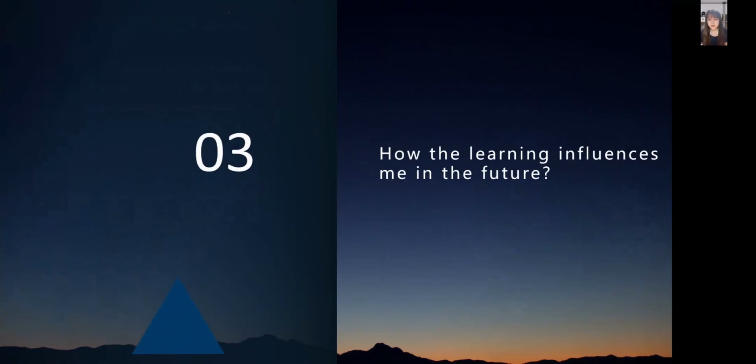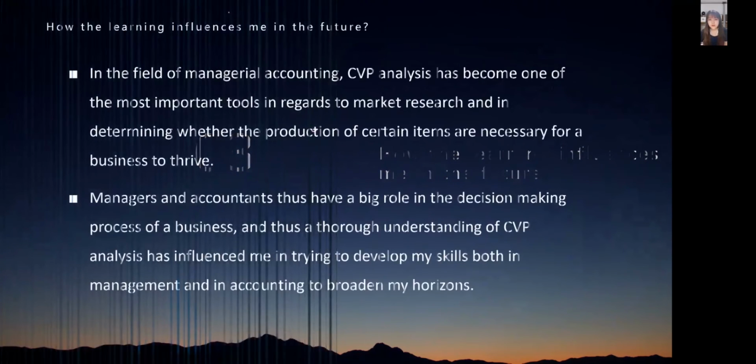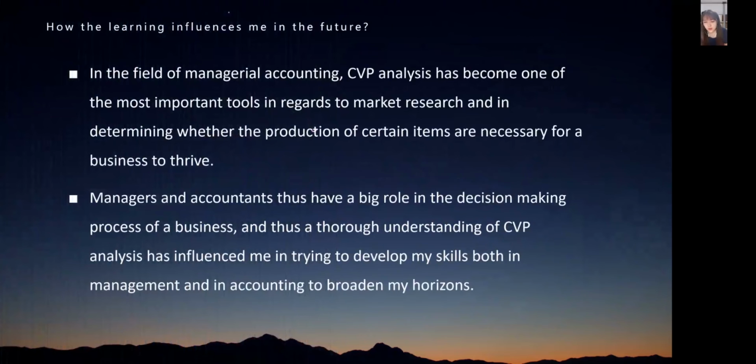Accounting in the world of business grows more and more important by the day, as a large amount of data needs to be stored and analyzed for a business to make further decisions. This is where CVP analysis comes in.